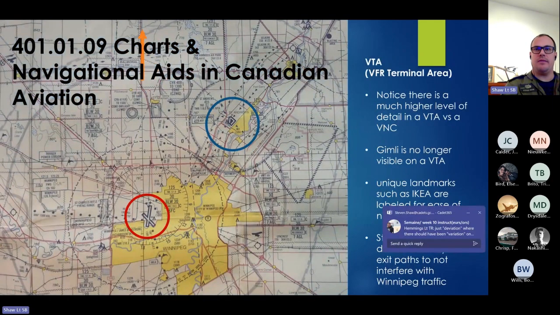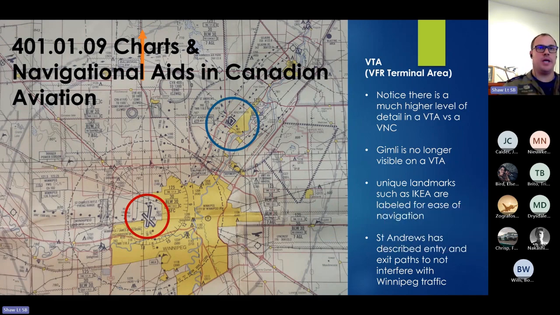So now we're on our VTA. There's a much higher level of detail, right? So it's zoomed in. This VTA, like it said, was zoomed in on the city of Winnipeg. So Gimli is no longer visible. That's outside the bounds of this VTA.